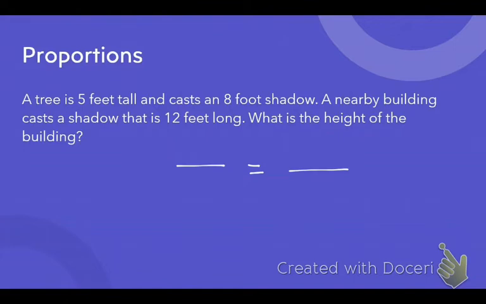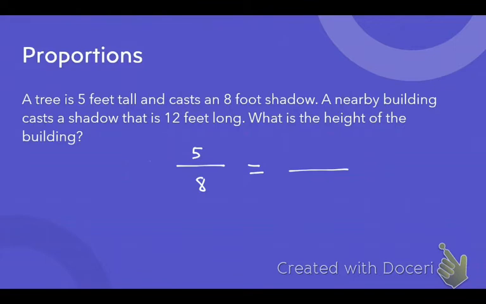Okay, so what did you guys put in your first ratio? I would have done 5 over 8 too. So 5 over 8 is height over shadow. Do you see that? It says a tree is 5 feet tall.